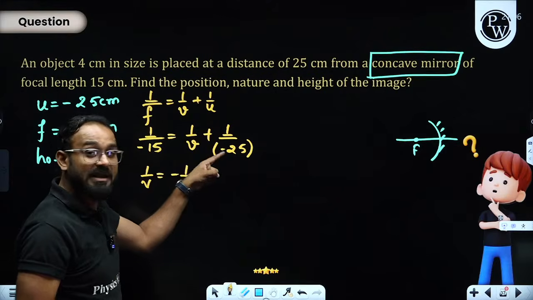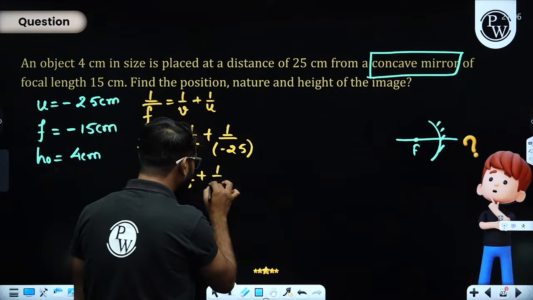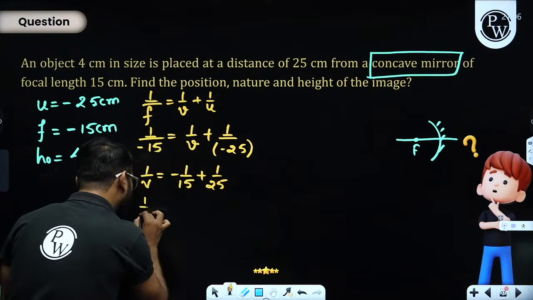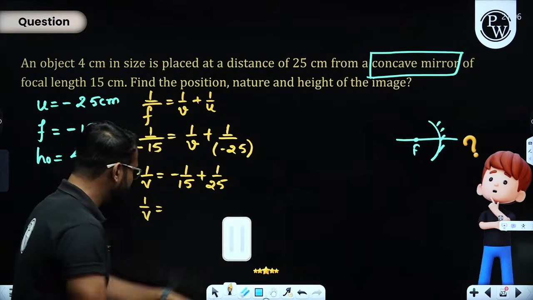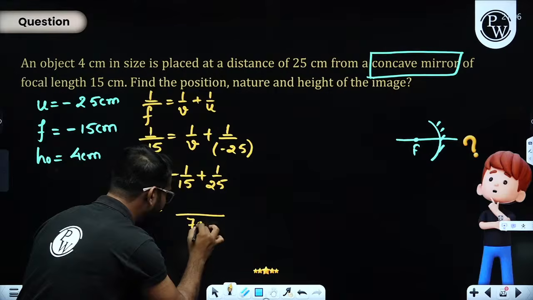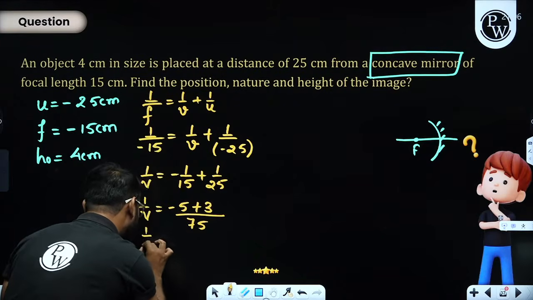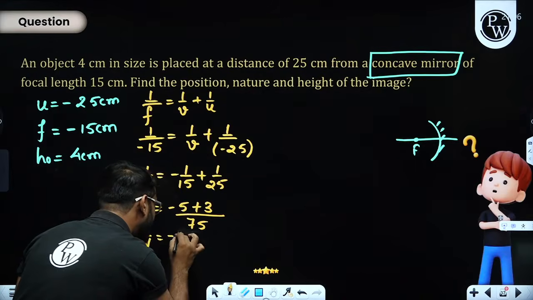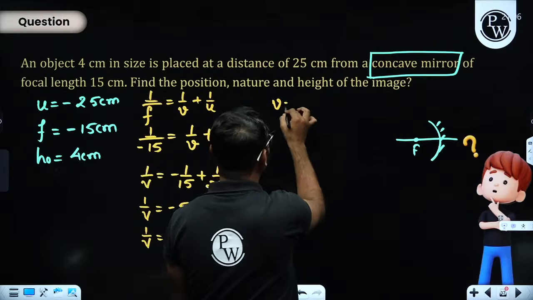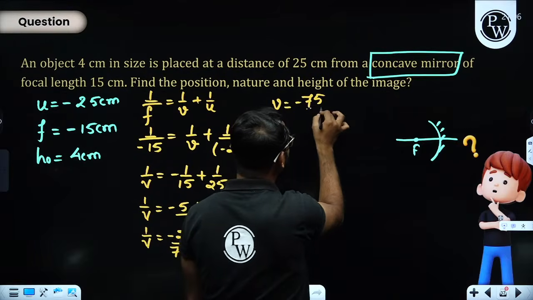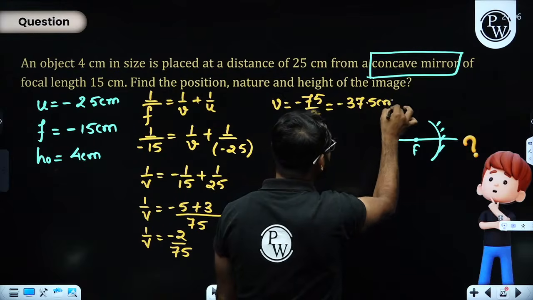plus 1 by 25. Minus and minus becomes plus, it goes to the other side and becomes positive. So 1 by V is equal to minus 1 by 15 plus 1 by 25. LCM will be how much? 75. So minus 5 plus 3, 1 by V is equal to minus 2 by 75. By taking reciprocal, I will be getting minus 75 by 2, or minus 37.5 centimeter.